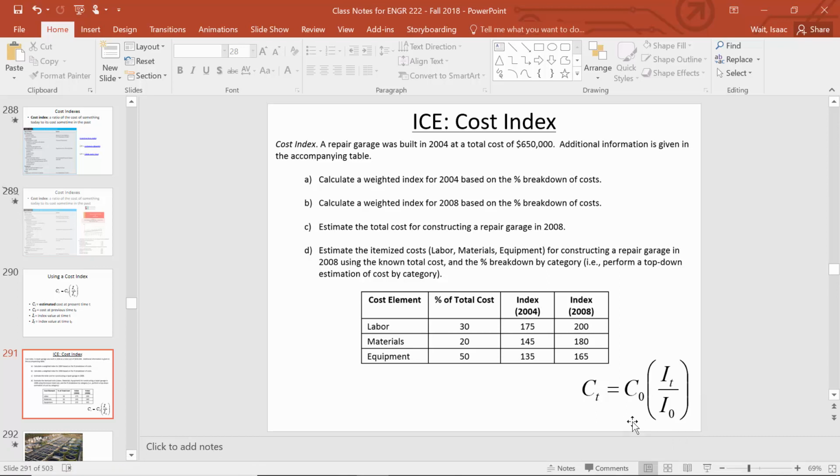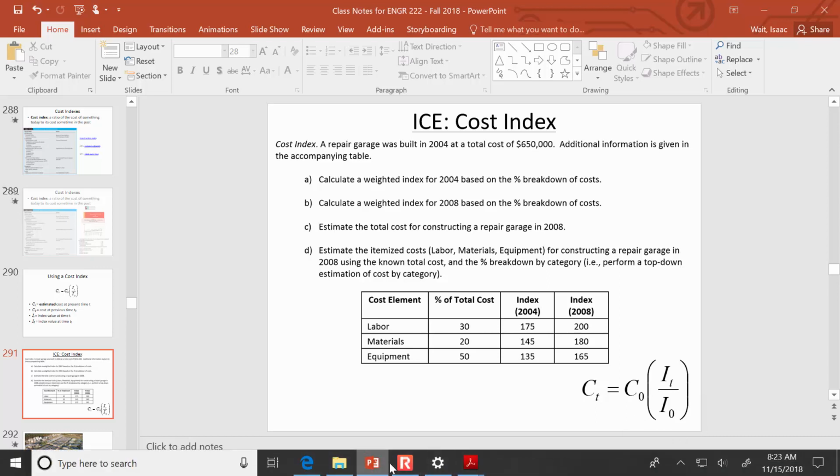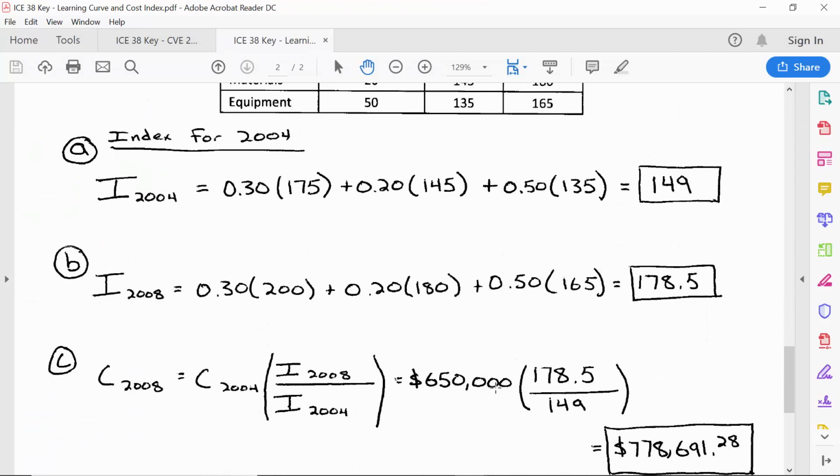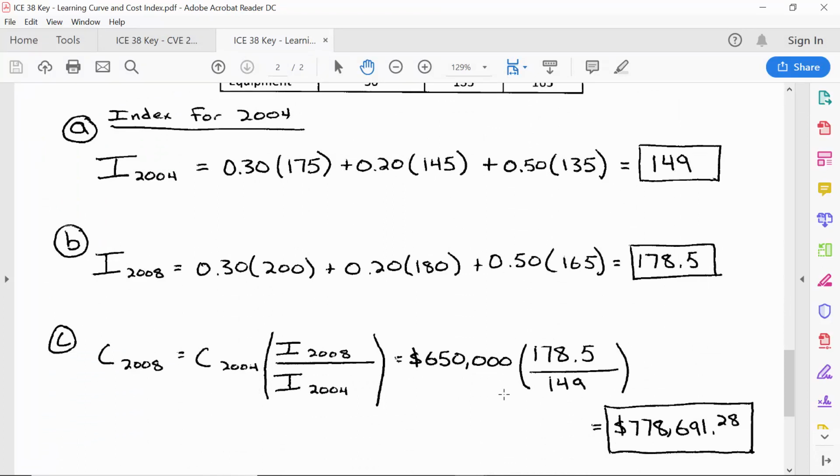All right, so let me show you the solution. As I was walking around, I think everybody's definitely on the right track. The 2004 index is 149. The 2008 index is 178.5. And so then if we want to know what the expected cost in 2008 would have been, it's going to be $778,691.